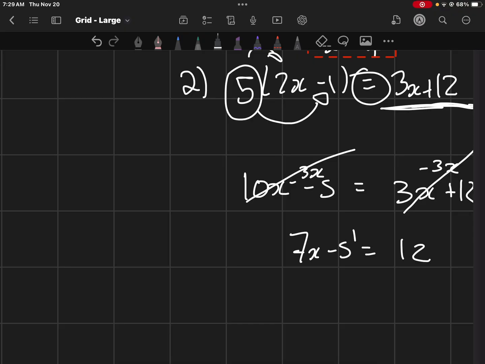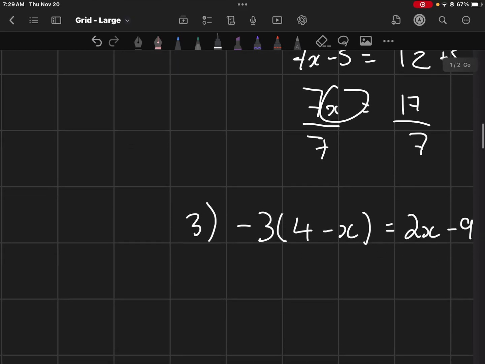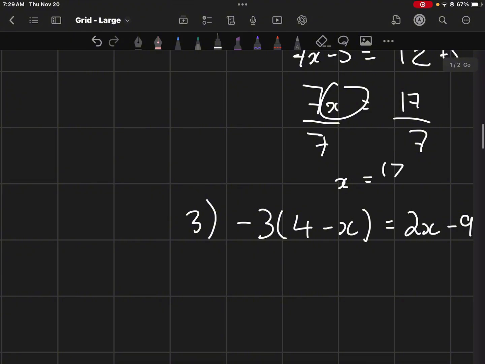We add 5 to both sides. This gets us 7x equals 17. Then we divide both sides by 7 to get x isolated. This gets us x equals 17 over 7.